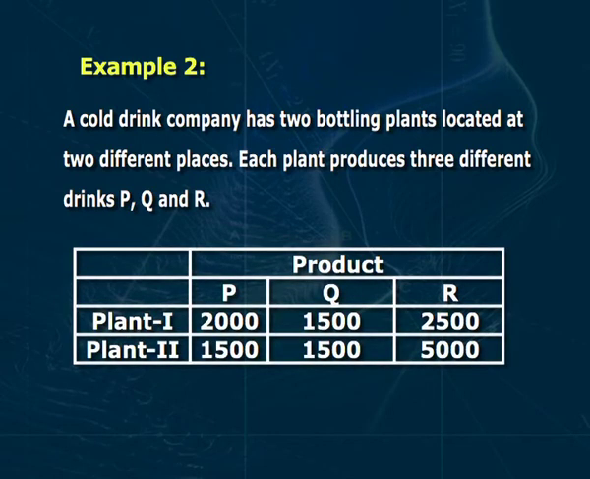Let us see in the slide. We have given the first column plant 1 and plant 2. In the next 3 columns, we have given the products P, Q and R. For plant 1, the production is 2000 for P, 1500 for Q and 2500 for R. For plant 2, 1500 for P, 1500 for Q and 5000 for R.